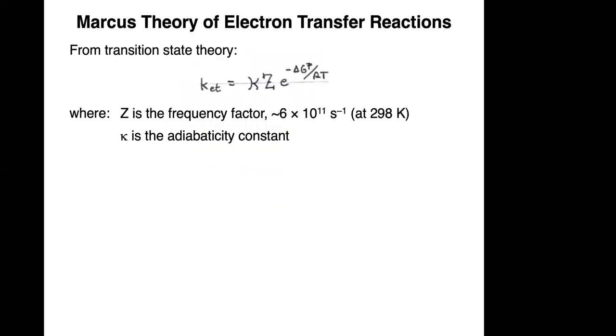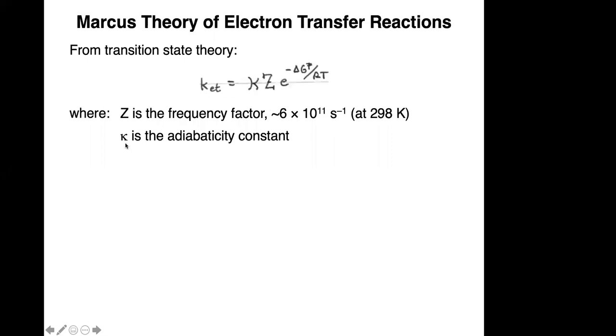But here's Marcus's theory, a simple theory that he derived using transition state theory. And it's a very nice way of predicting these rate constants. Marcus said that the rate constant for an electron transfer reaction should be kappa times Z times an exponential of minus this activated complex energy divided by RT. Here Z is what's called the frequency factor. This is something about how frequently a reaction attempt might be made, and it is on the order of 10 to the minus 11 attempts per second at room temperature.